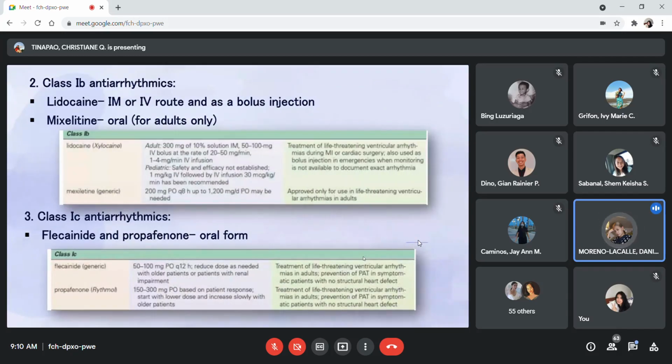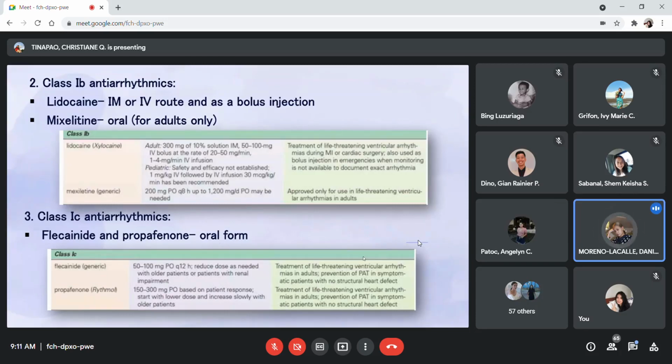Now let's discuss the class 1B antiarrhythmic. It has a weak effect on the sodium channel blockade, and then it decreases the APD or action potential duration and ERP. In the class 1B, we have 2 drugs, which are lidocaine and mexiletine. The class 1C is the strong blocker. So class 1A has a moderate effect, class 1B has a weak effect, and class 1C has a strong effect. It has no effect on APD and ERP, and has 2 drugs, which are flecainide and propafenone.